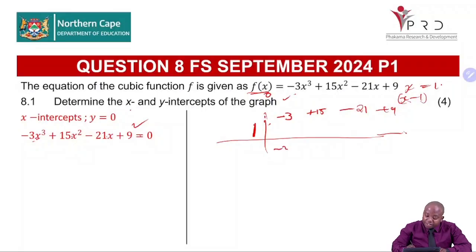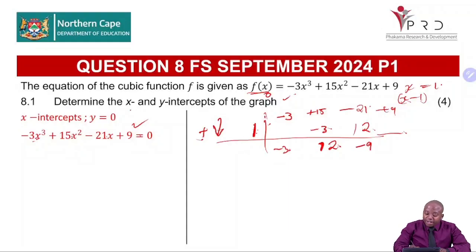We're going to drop the negative 3. Remember, when you go down, we add. So we're applying that factor remainder theorem. Negative 3 times 1, we get negative 3. Then 15 plus negative 3, we get positive 12. Then 12 multiplied by 1, we get positive 12. Then negative 21 plus 12, we get negative 9.